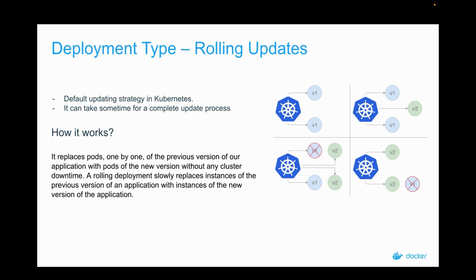You can see here that we have version 1, v1, and then we push v2. At one point in time you bring down one of the replicas and replace it with the new version without any cluster downtime, because your application might be pointing to the other version of your application, and then slowly you replace the second one also. So even though it is a very slow process, it ensures that you don't have a downtime. So this is all about the default rolling update.